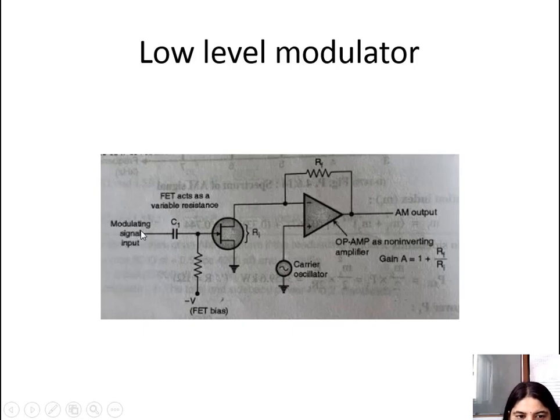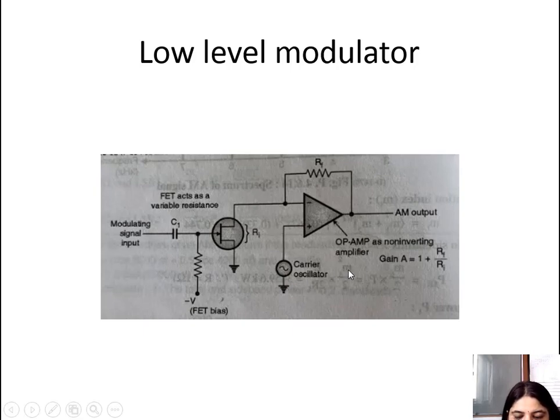As the modulating signal amplitude increases or decreases, the resistance offered by this JFET also changes, and due to that the gain of the amplifier also changes due to the modulating signal. Therefore the carrier signal, which is applied at the non-inverting terminal, will be amplified and gives the output, that is the more positive going modulating signal.